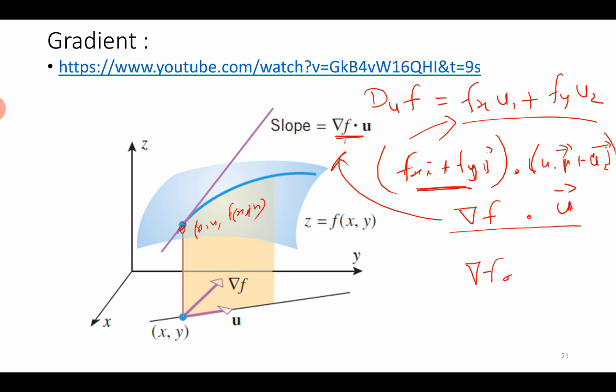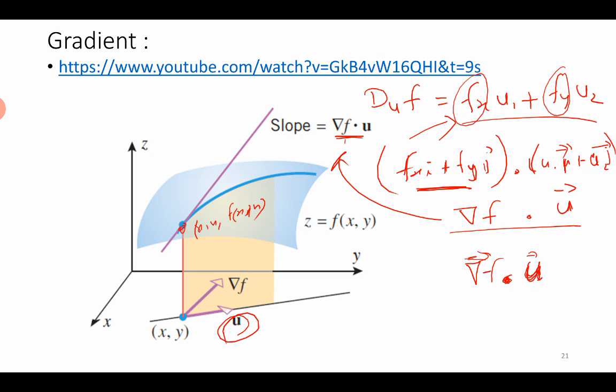The gradient of the function dot product with the unit vector u. So you can find D_u f in two different ways. Either if you have the gradient of the function and a unit vector, find the dot product, and you will find the directional derivative. Or if you are given the function, you just find f_x and f_y, multiply by the components of u, and sum them up. So there are two ways. You should remember that u is a unit vector whose length is 1.